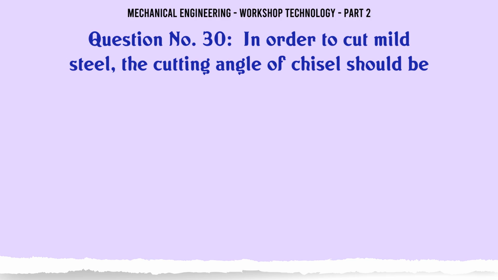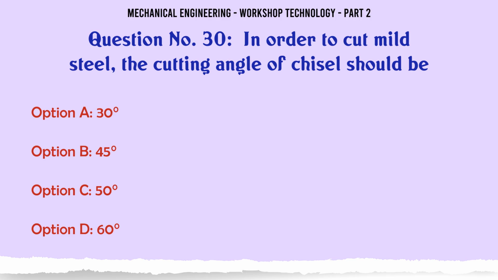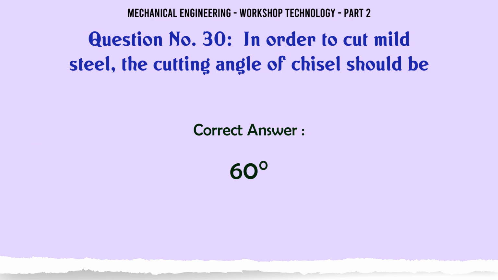In order to cut mild steel, the cutting angle of the chisel should be: A. 30, B. 45, C. 50, D. 60. The correct answer is 60.